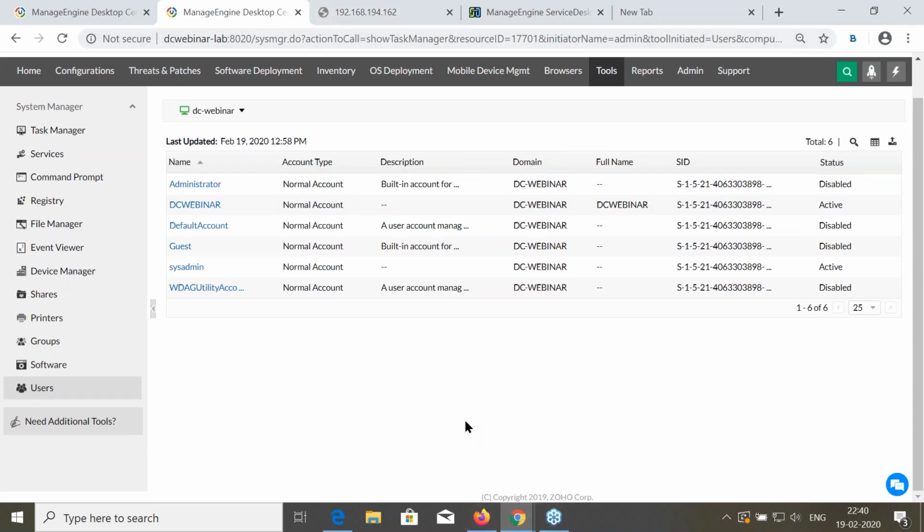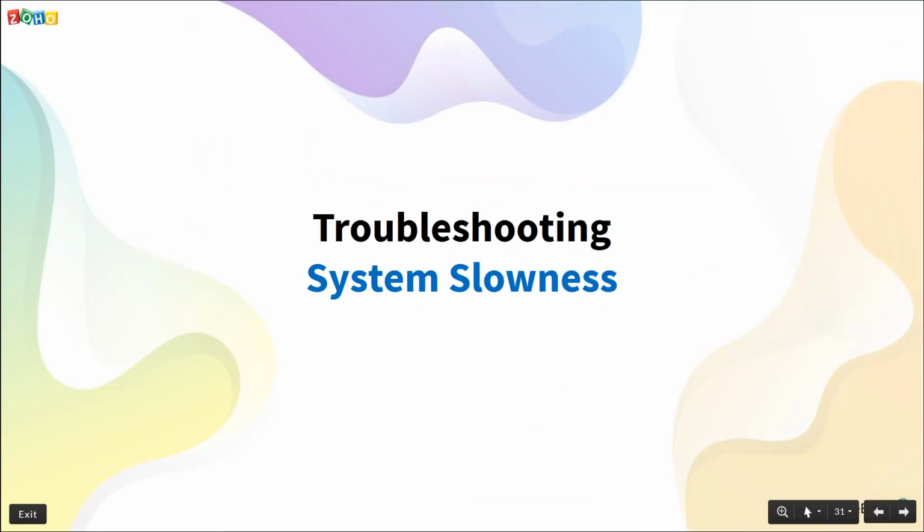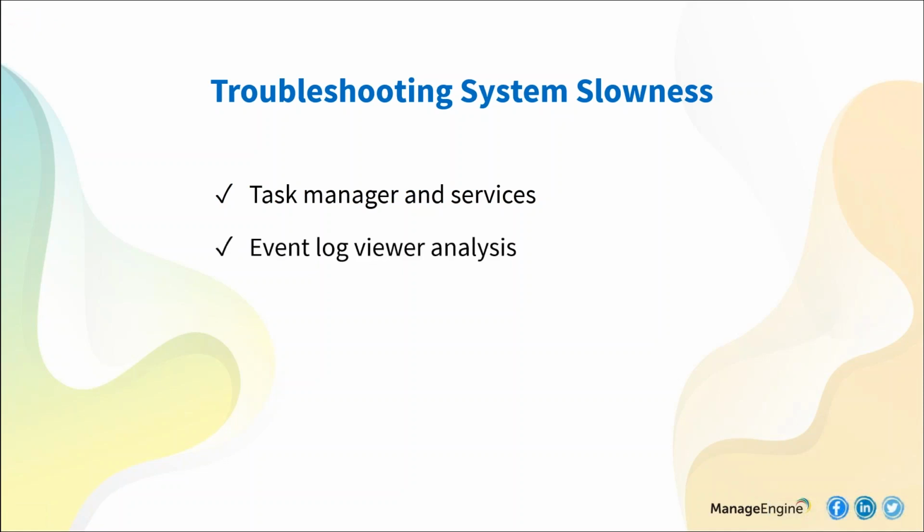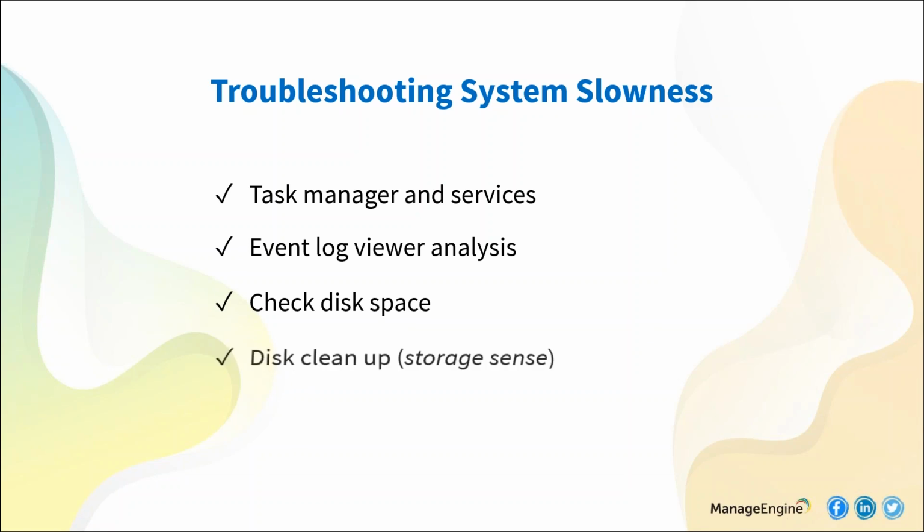So let's have a quick recap with respect to troubleshooting system slowness. Firstly, we open Task Manager and Services to check what is causing system slowness in the machine. Secondly, we check the event log viewers to check if there were any traces of failures over there or system crashes. Then we set up check disk to optimize the disk space effectively using Desktop Central, and disk cleanup, we covered both of them. And finally, we talked about remote command prompt.